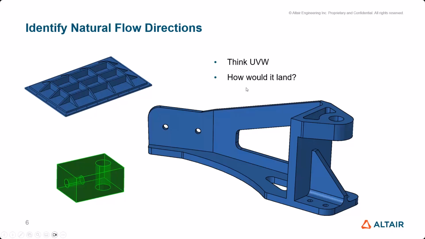Another way I think about it is, if I toss this on the ground or threw it up in the air, how would it land? I find most parts have a natural sense of what are the U and V directions versus the W direction. So like I said, for something like this, it's obviously very clear. For something like this, it's a little less clear.